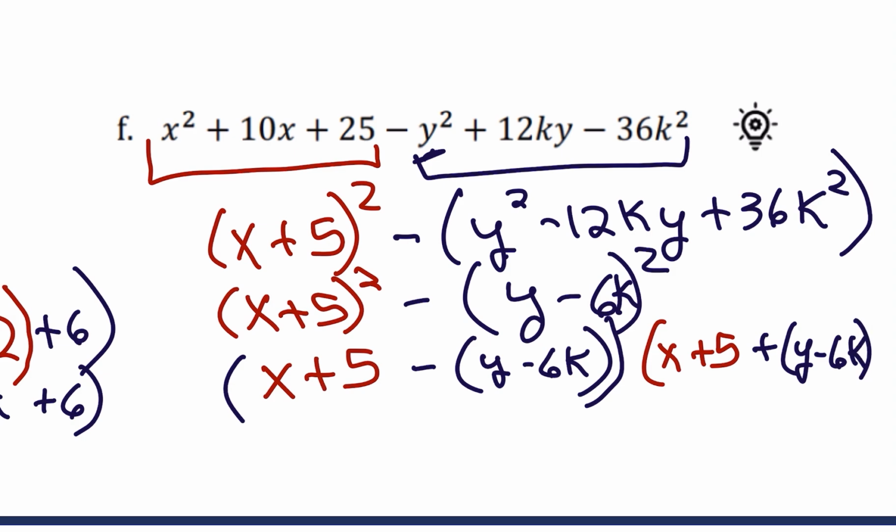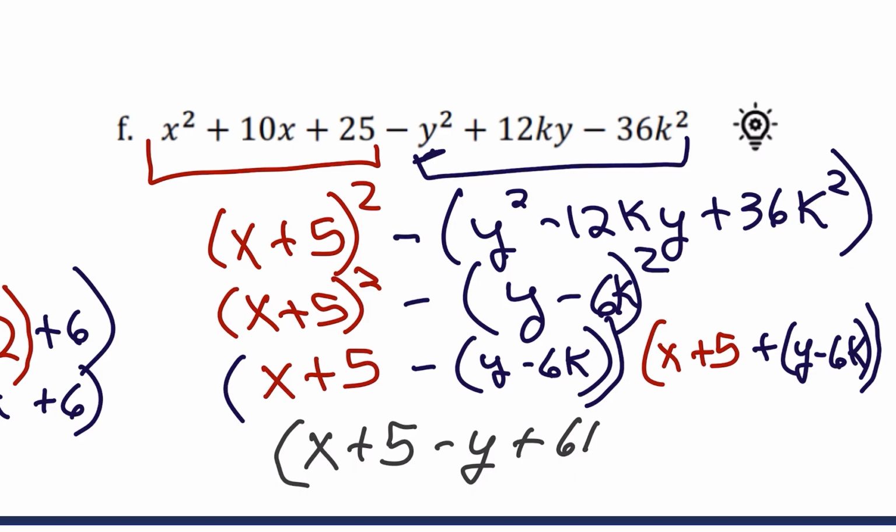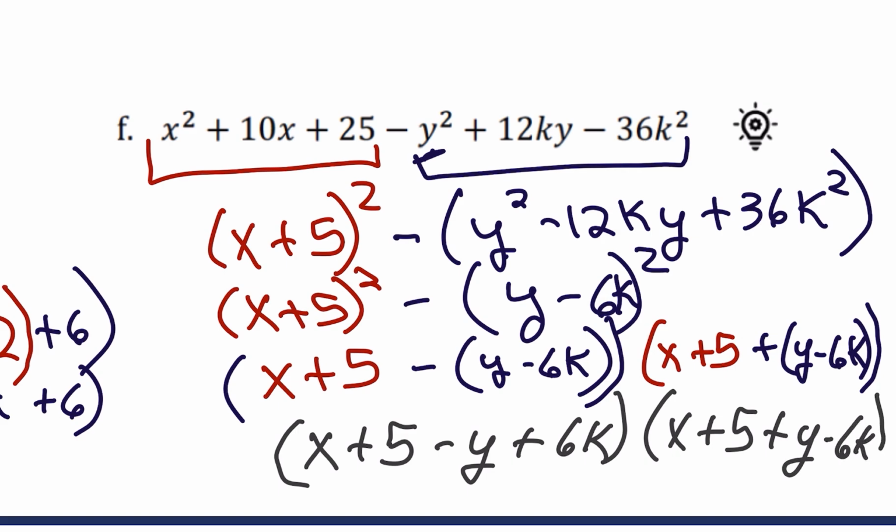Okay, and this time we don't really need the parentheses around the y minus 6k because we're not distributing a negative like we did in the very first parentheses. All right, so now I think I'm just going to show you the final answer and kind of color code it in black. So what we have is x plus 5 minus y plus 6k, because that negative is going to distribute through. And the second parentheses is going to be x plus 5 plus y minus 6k. And that is all we can do.